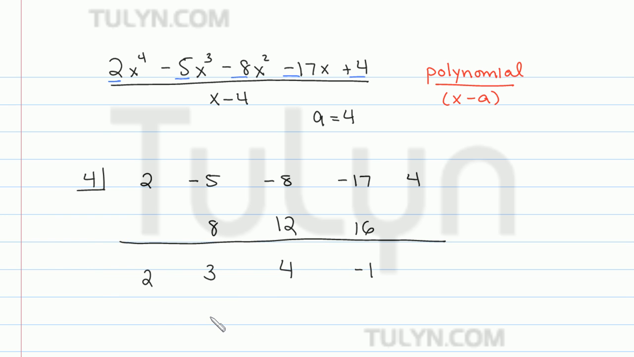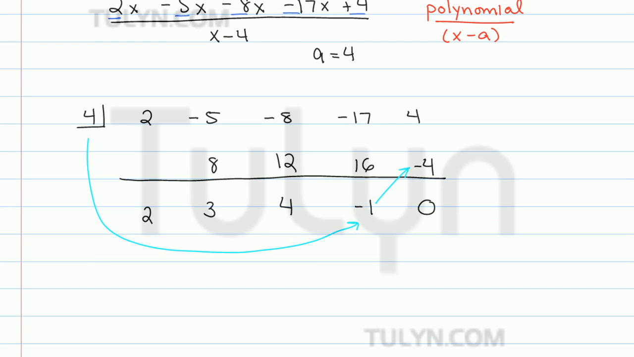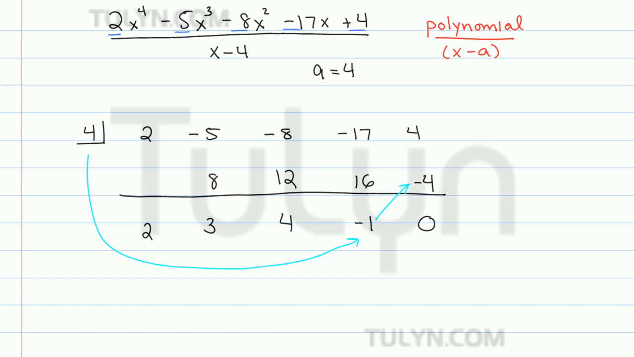And then we want to do it one last time. So 4 times negative 1, and we put it up here, is going to be negative 4. And when we add 4 and negative 4, we're just going to get 0. So now we've come up with all the coefficients for our result. And now all we have to do is affix the appropriate number of x's, or the appropriate x values.